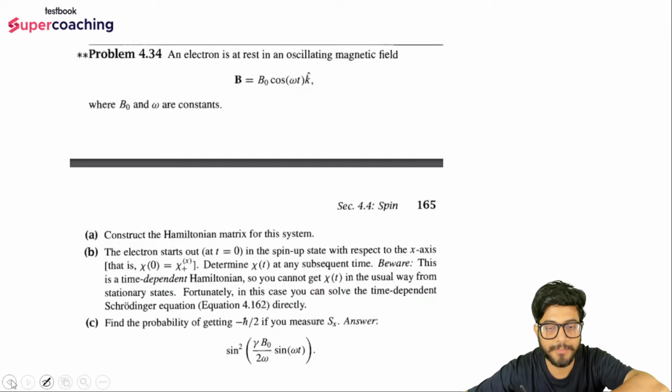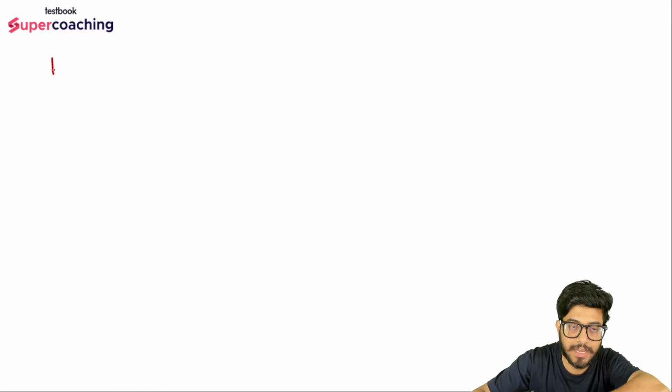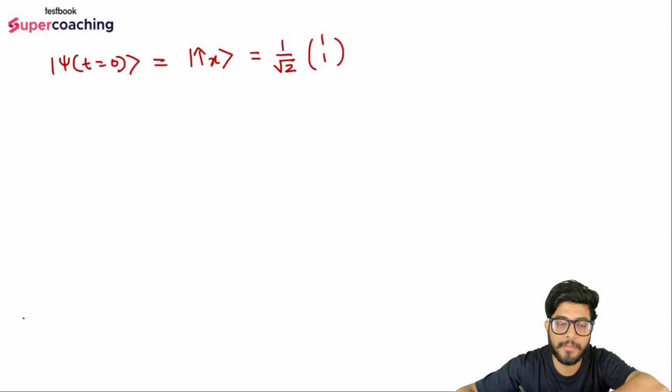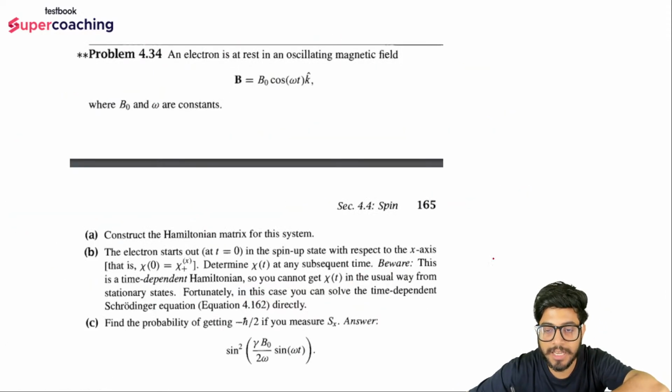Now, what's the next question they have asked? They say that the electron starts out at t equal to 0 in the spin up state with respect to the x axis. That means at t equal to 0, the wave function of the electron, psi at t equal to 0, equals the spin up state along the x axis, which we know is 1 by root 2 times [1, 1] in the basis of S_z. Then they ask to determine psi at any subsequent instant of time t.